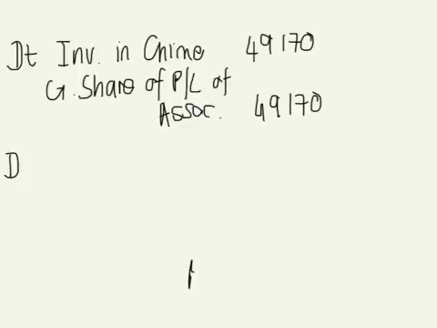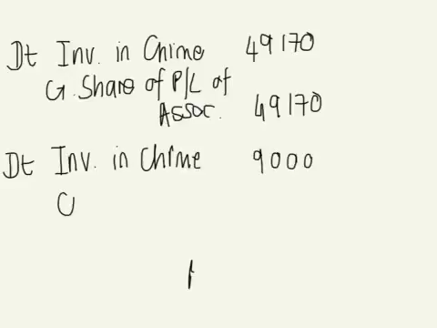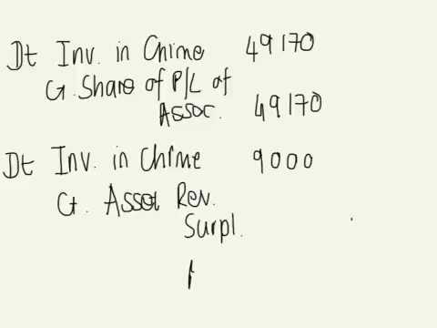The other one we identified was the increase in the asset revaluation surplus. Once again, our share in that equity account of the associate is going to increase the value of our investment in the associate. So debit our investment in Chime by 9,000 and credit, also on a separate line item, asset revaluation surplus, 9,000. Those are the two entries we can draw up from the calculation we've done to see our share in the profit and loss of the associate.